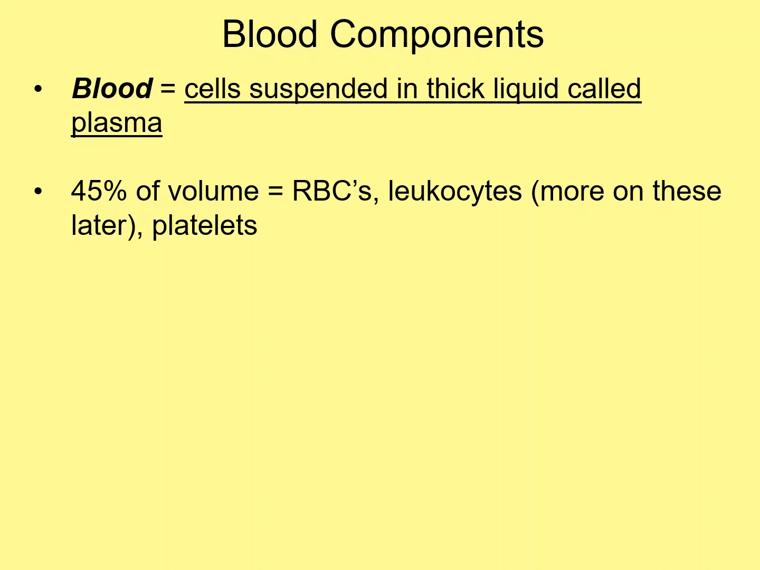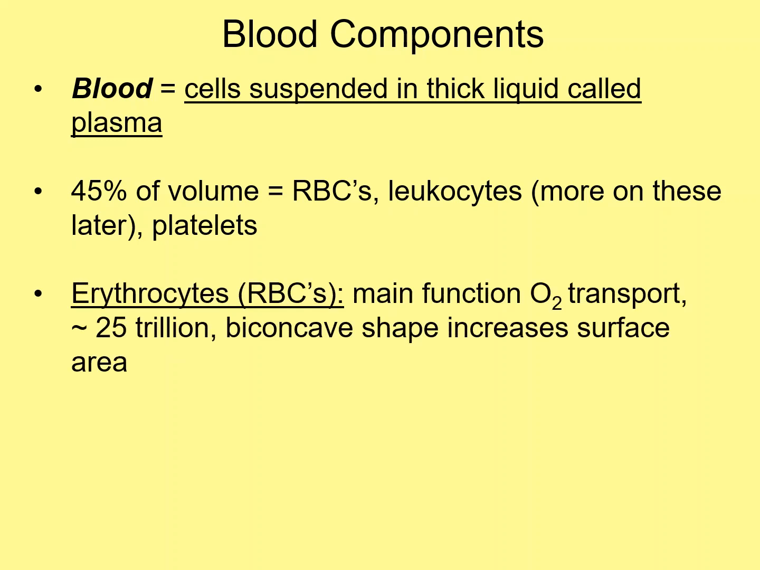Take a look at what's in blood, in particular what's in plasma, a little bit more closely. If you were to sort blood by volume, a little bit less than half are cells: red blood cells, also known as erythrocytes, and leukocytes, also known as white blood cells. We're going to talk about these more later on when we talk about the immune system. Another portion of the volume is platelets, and we'll get into what platelets are and what they do in just a second.